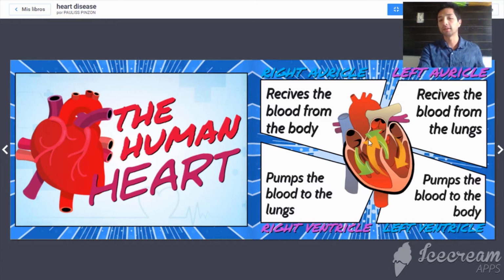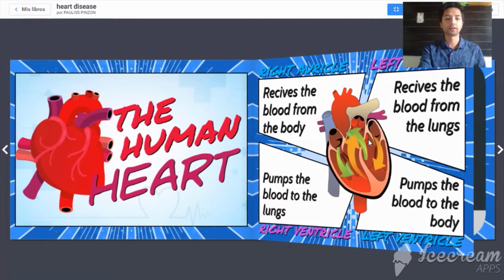The blood is going to flow through the vena cava to the right auricle, and it's going to send this blood to the right ventricle, which sends it to the lungs. In the lungs the blood will be oxygenated, and then it goes to the left auricle, which sends it to the left ventricle, and the left ventricle pumps and sends this blood to all the body. So if we have the engine, we need gasoline, and this gasoline is the blood.